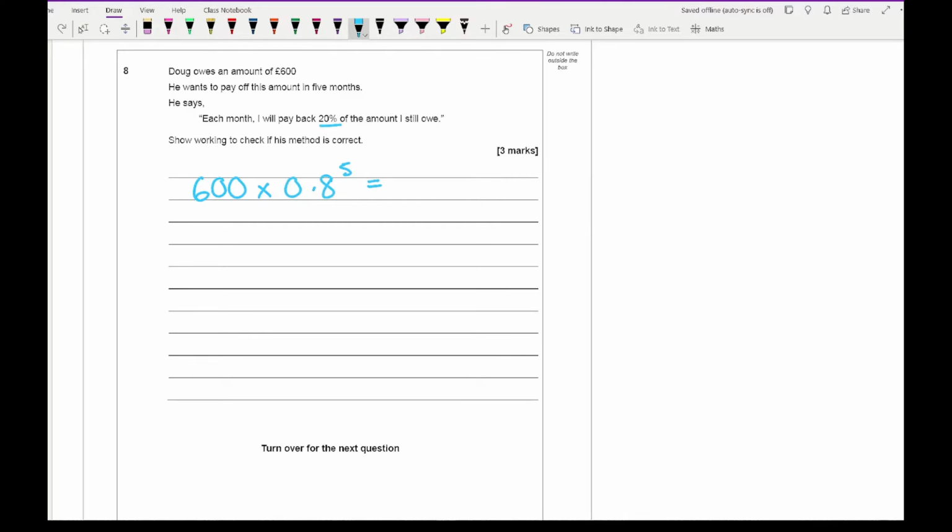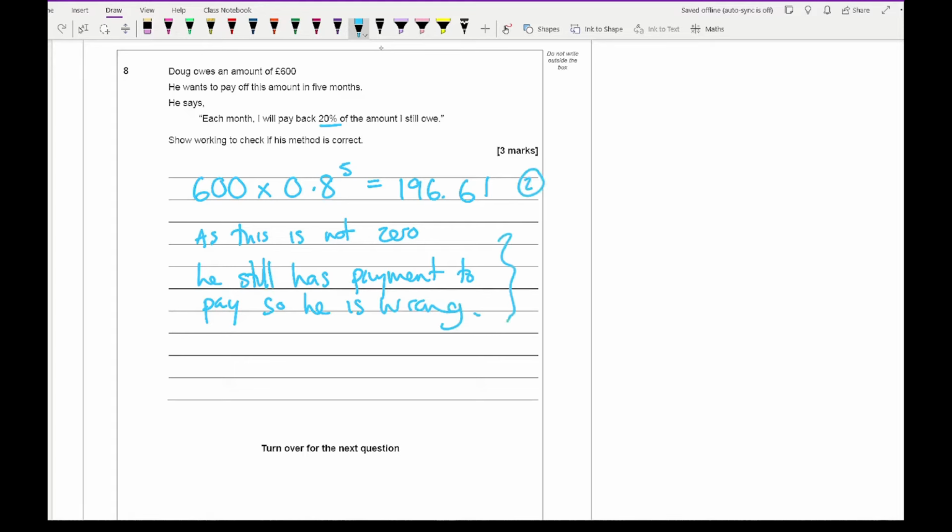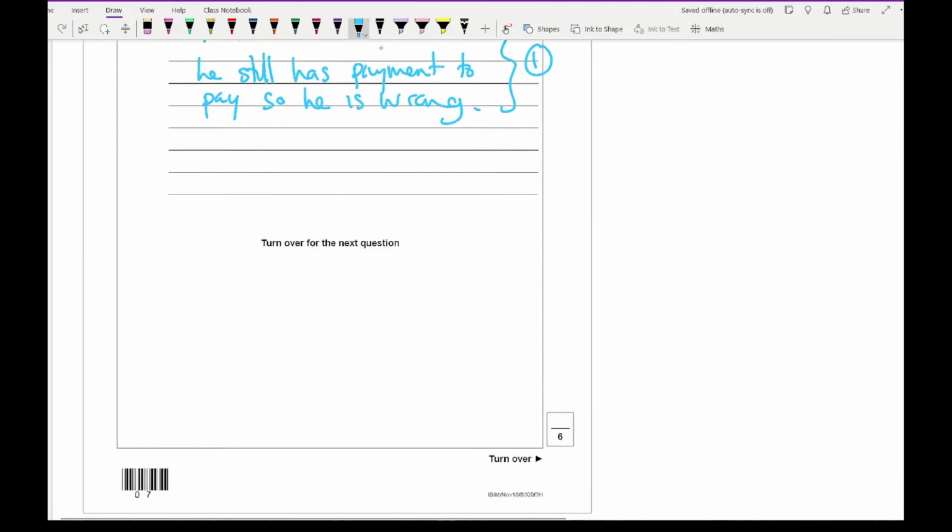So if I type that all into my calculator, what do I get? Well, I get 196.61. So that's how much there is still left to pay. So basically, no, as this is not 0, there is still payment to pay. So he is wrong. Something along those lines would be absolutely fine. I would say for that calculation you get 2 marks, and something just to summarise why it's wrong, either one.